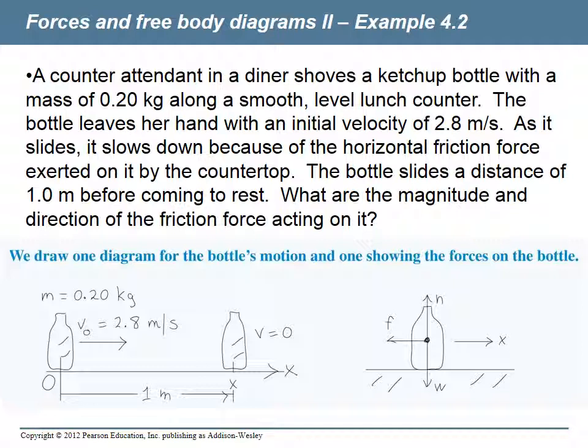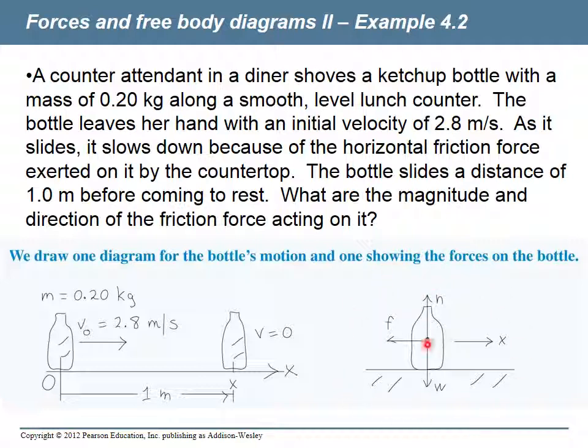So taking free body diagrams to a new level, let's consider something in which we have something moving. We're given information about it at 2 different points. So we have this counter attendant shoving a ketchup bottle, which has a certain mass, and it moves along a level lunch counter. It leaves your hand with an initial velocity. It slides, slows down, and then the bottle slides some distance before coming to a rest. And we want to know the magnitude and direction of the friction. So there's a lot of things going on here. We need a free body diagram to show the forces.